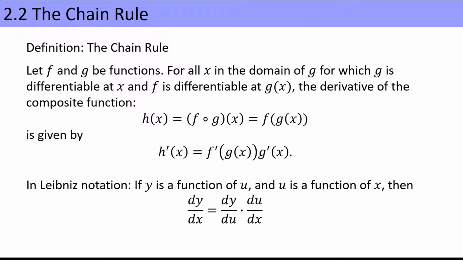That is the derivative of the outside function times the derivative of the inside function. In Leibniz notation, if y is a function of u and u is a function of x, then we can write dy dx is equal to dy du times du dx. The chain rule needs to be committed to memory.